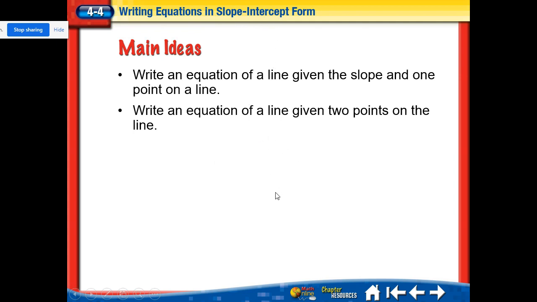Now, there's two different ways of doing it: the way that we're going to do today in slope-intercept form, and there's a way called point-slope form. We won't cover point-slope form until a later time. So we're going to deal with these two.